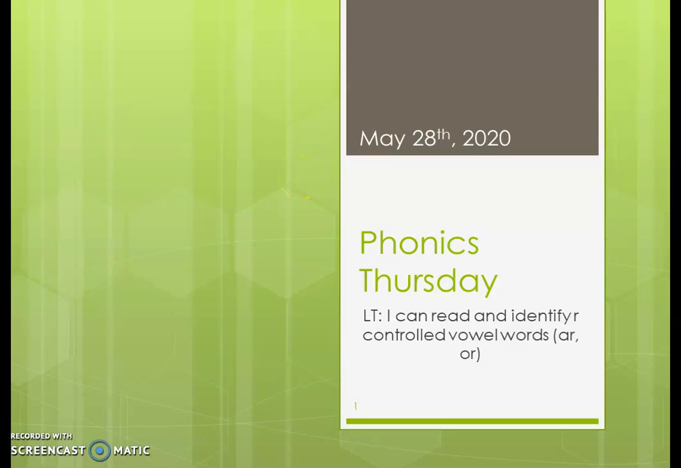Good morning. Today, our learning target is: I can read and identify R-controlled vowel words, such as AR, which is R, and OR, which is OR.